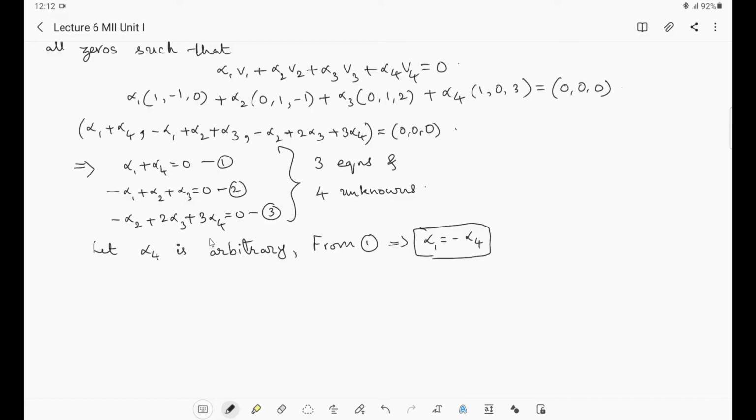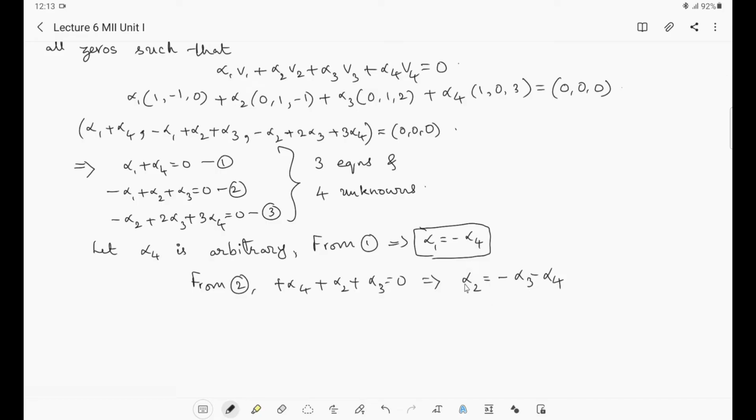Now let us substitute this value of alpha 1, which is minus alpha 4, in the second equation. From the second equation, minus alpha 1, with alpha 1 being minus alpha 4, will become plus alpha 4, then plus alpha 2, then plus alpha 3 equals 0. Now from this we can find alpha 2. Alpha 2 is given by minus alpha 3 minus alpha 4. We got alpha 2 in terms of alpha 3 and alpha 4.